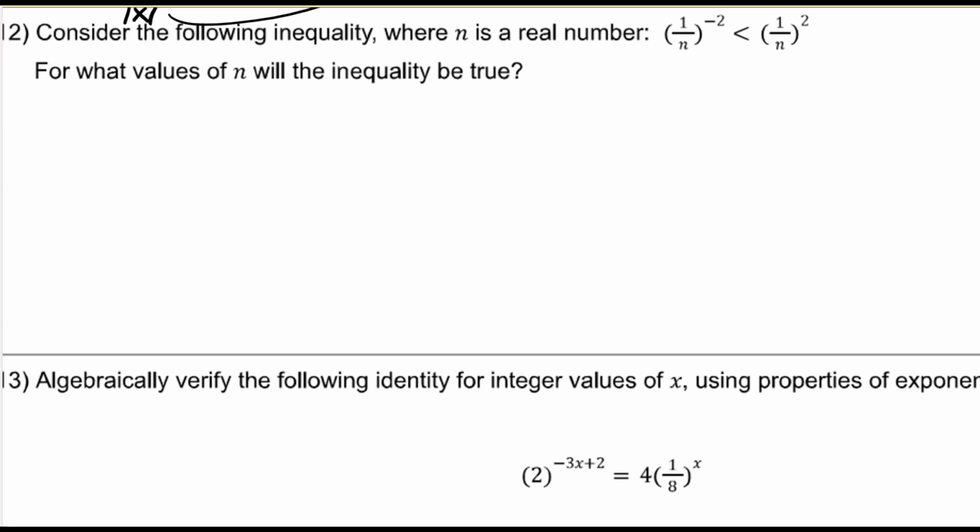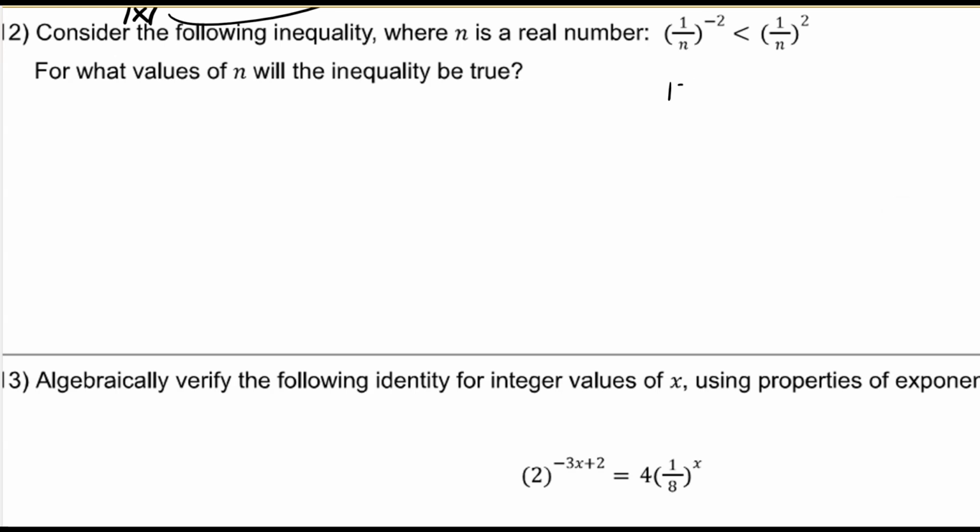Let's consider, for number 12, the following inequality where n is a real number. 1 over n raised to the negative second is less than 1 over n squared. And I want to know for what values of n will that inequality be true. I don't know about you, but I sometimes have trouble thinking about negative exponents, so I'm going to rewrite that left-hand side a little bit differently, right?